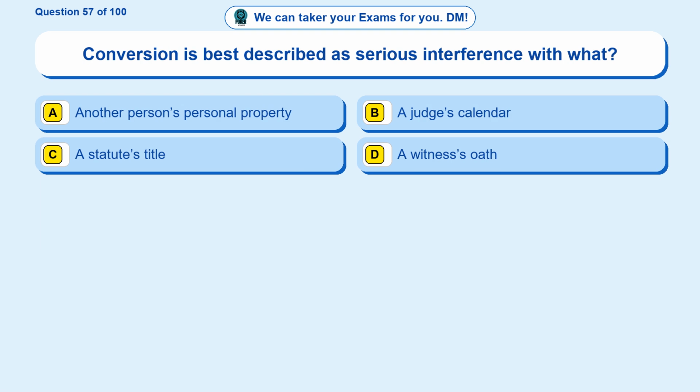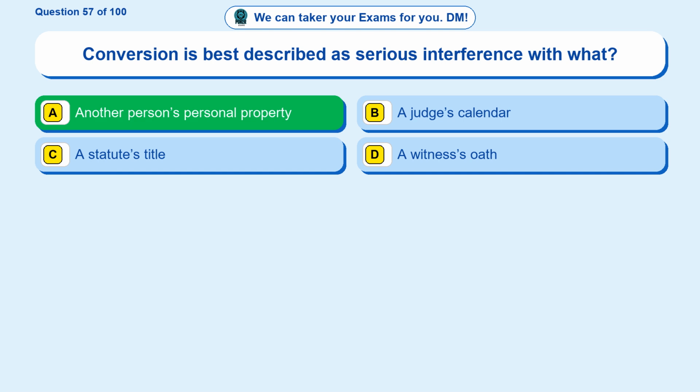Question 57. Conversion is best described as serious interference with what? Option A, another person's personal property. Option B, a judge's calendar. Option C, a statute's title. Option D, a witness's oath.